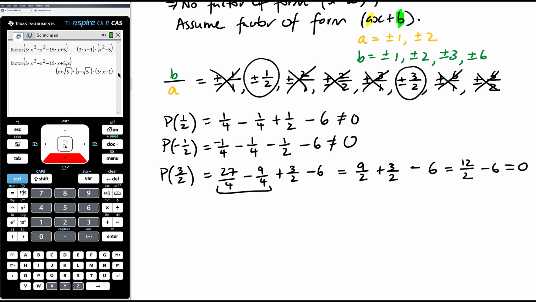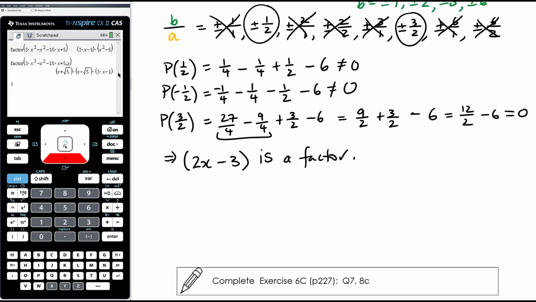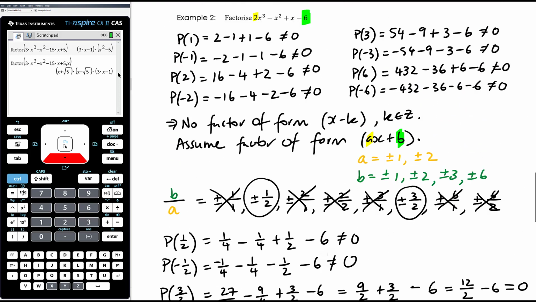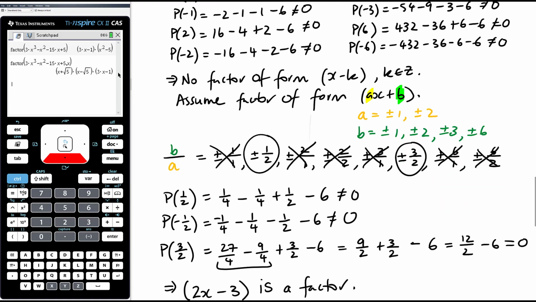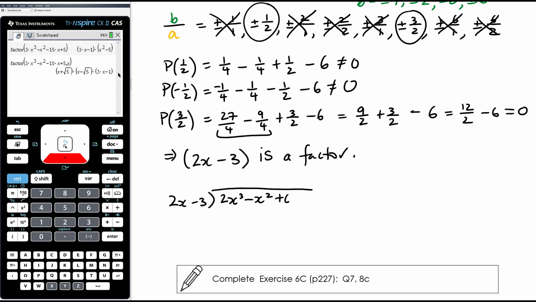So that tells us that if p of 3 on 2 equals 0, then 2x minus 3, when we solve that equal to 0, will give us x equals 3 on 2. So 2x minus 3 is a factor of our polynomial. So now we simply do our long division. We're going to divide 2x minus 3 into our polynomial, which was 2x cubed minus x squared plus x minus 6.